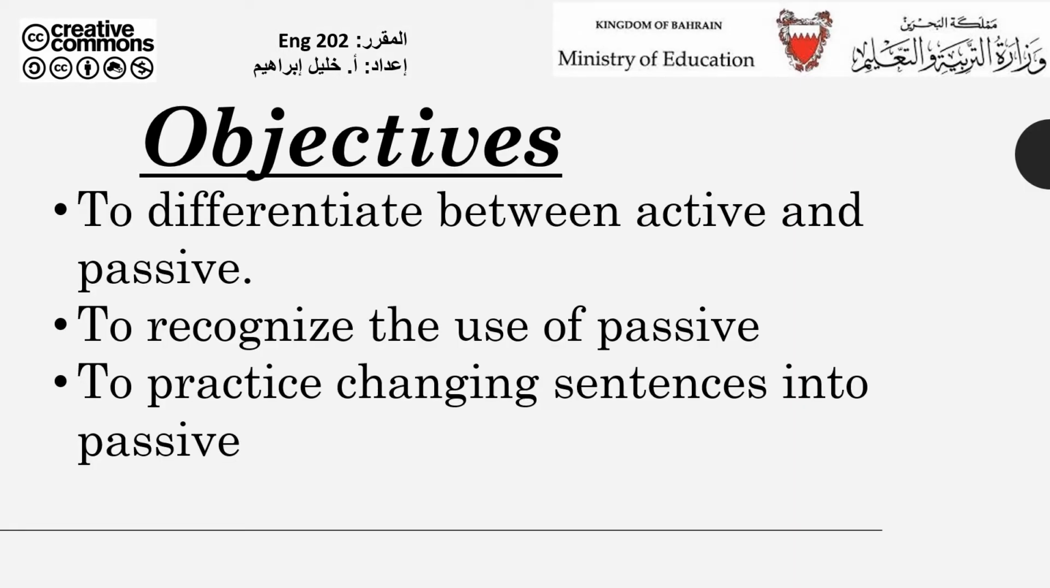Our objectives in this lesson are, number one, to differentiate between active and passive. We need to know what the difference is between active sentences and passive sentences. Number two, we need to know when we use passive sentences. Last, we need to change sentences from active into passive.